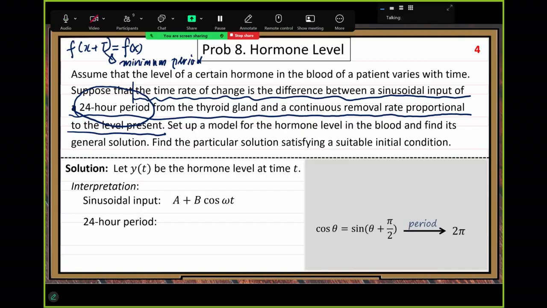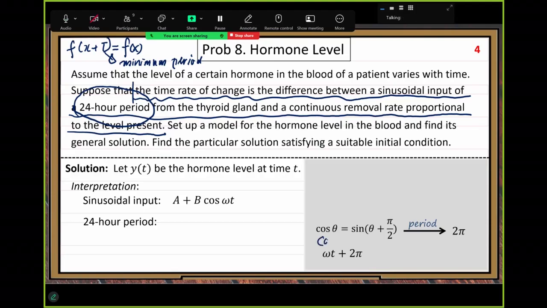With a 24-hour period, cosine theta equals sine of theta plus pi over 2. So sine and cosine differ just by a shift, an angle shift. The shape is exactly the same, and the period is also the same. Both the sine function and the cosine function have a 2 pi period. Now, we want to look at sine or cosine of omega t plus 2 pi equaling itself, right?